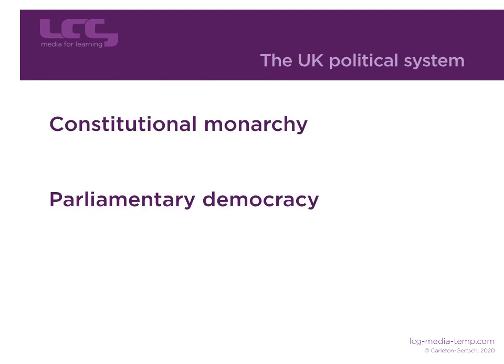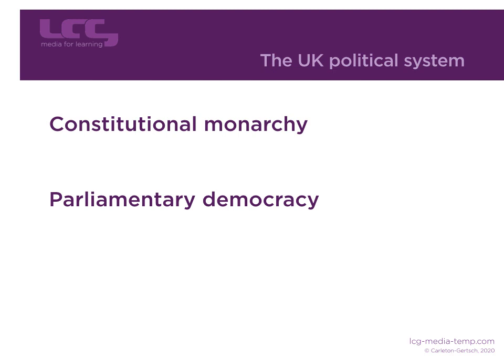But what is our political system? Well, we are a constitutional monarchy and a parliamentary democracy. A constitutional monarchy because we have a monarch as our head of state, Queen Elizabeth II, and a parliamentary democracy because we have an elected parliament that makes and passes laws.